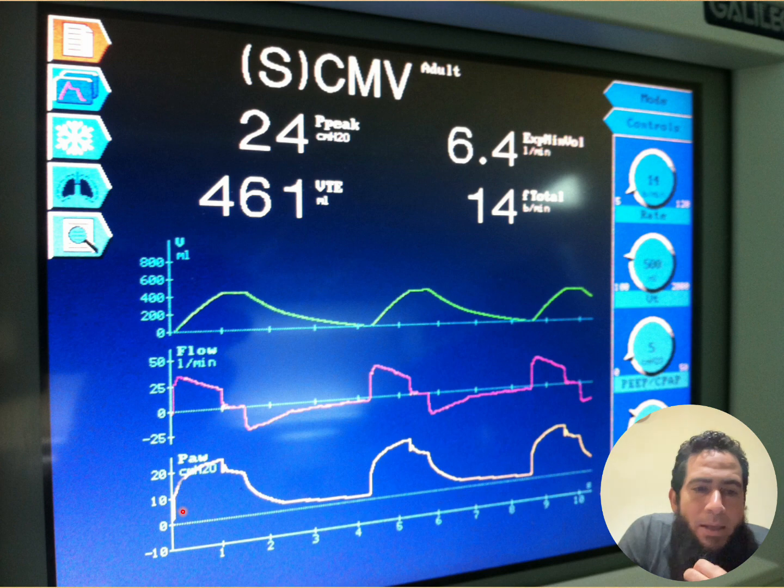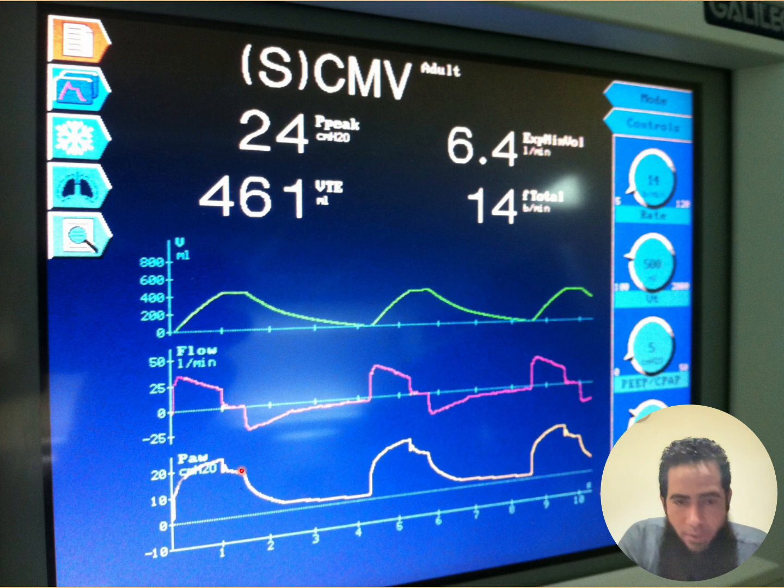Here we go. So actually, the peak dropped from 61 to 24, which is quite significant. And the plateau pressure stayed the same because the lungs are okay. It's all about the tube that was almost blocked. Okay.